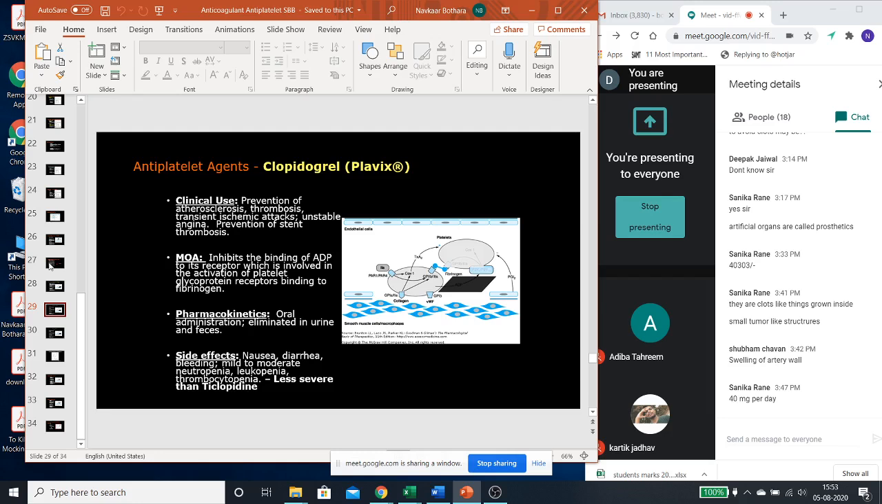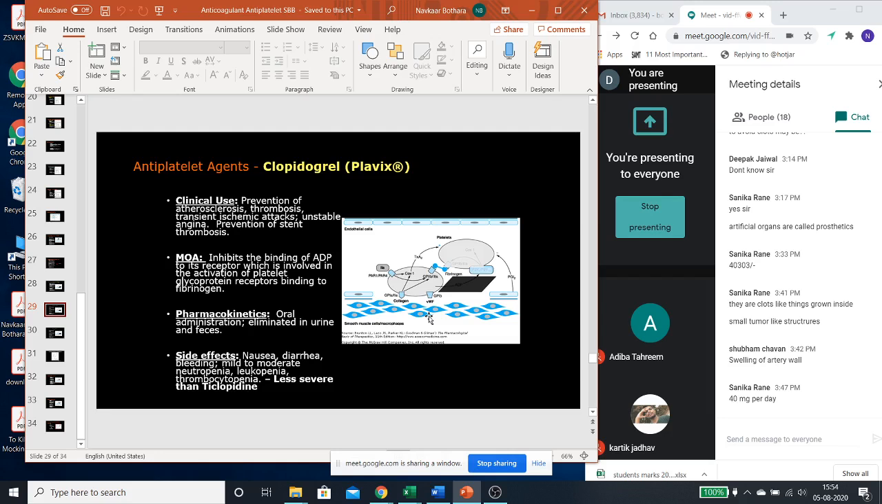Then a very common, very popular medication is clopidogrel. It inhibits binding of ADP to its receptor, which is involved in the activation of platelet glycoprotein receptors. We have seen this figure many times, so I am not repeating the explanation. These are the GP IIb/IIIa receptors, and the ADP is acting. It is orally administered and eliminated in the urine. It causes nausea, diarrhea, bleeding, etc.